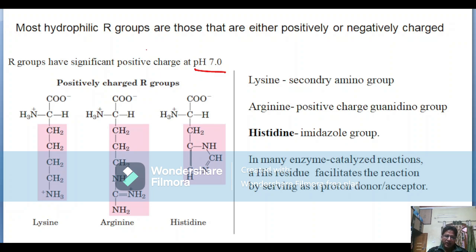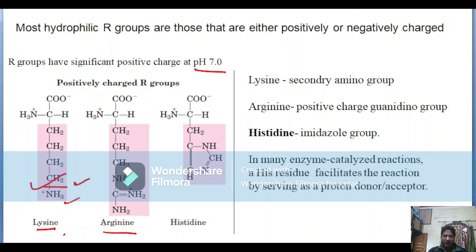Another characteristic of lysine is that it has a secondary amino group, attached to the epsilon carbon. So if the question is which amino acid has the secondary amino group, it is lysine, and it is a positively charged amino acid. Another amino acid is arginine, which contains the guanidino group, and it also has a positive charge at biological pH. And another is histidine.